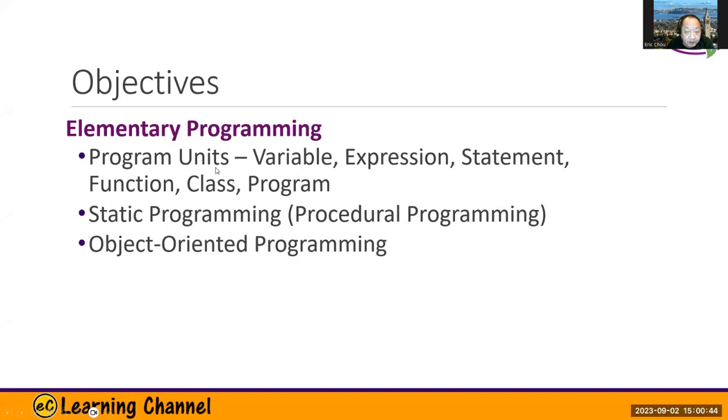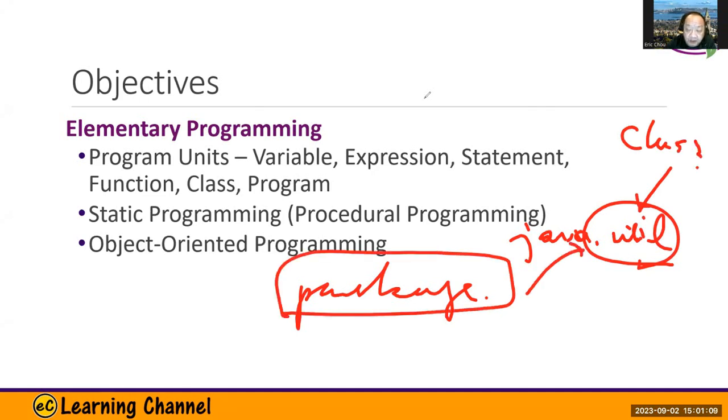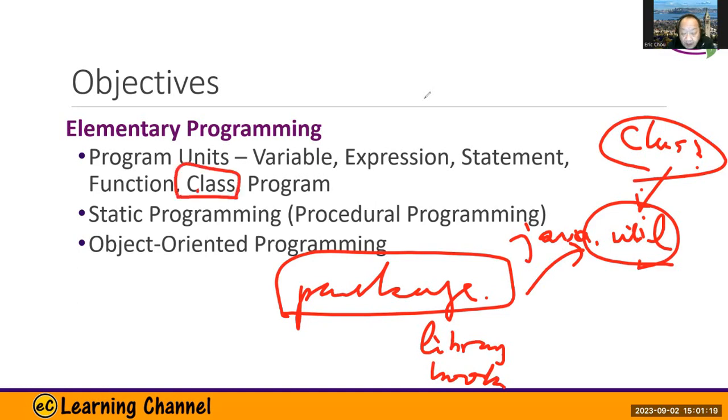So, program units. The largest program unit is the package. You seldom see it, but when you say java.util, this util by itself is a package. Inside the package, there are many classes. So a package is a collection of classes. It's like a library, or maybe like a book, and a class is a chapter.